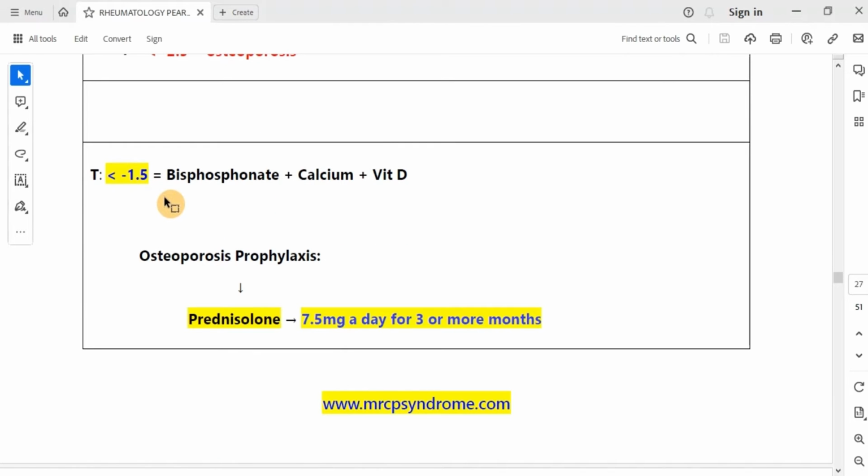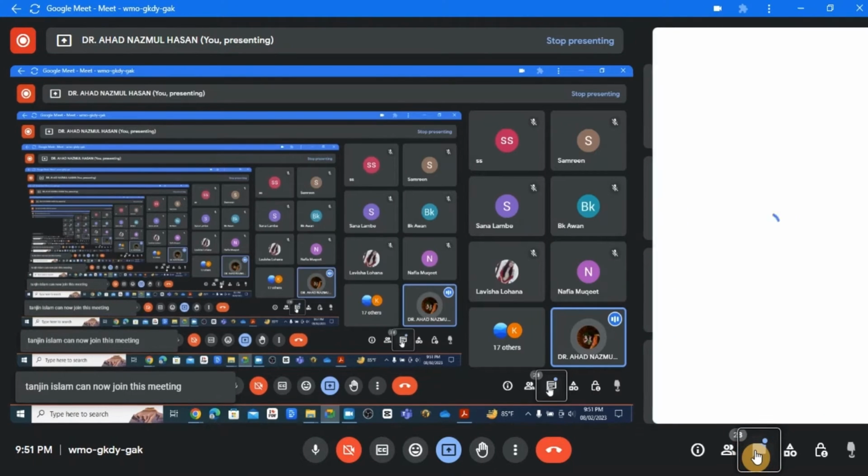So T-score less than -1.5, that is any features of osteopenia, go for calcium and vitamin D, and in some cases bisphosphonate may be needed, especially if the age of the woman is greater than or equal to 75 years, and if there are any features of fragility fracture, or if the patient suffers from 1 or 2 fractures despite giving the calcium and vitamin D supplementation.